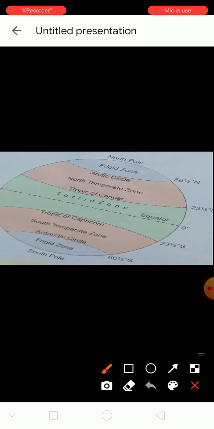So next I am talking about the torrid zone. The regions lying between the Tropic of Cancer and Tropic of Capricorn get the midday sun overhead at least once in a year. The region therefore receives maximum heat. The region is known as the torrid zone or tropical zone. Torrid means hot.